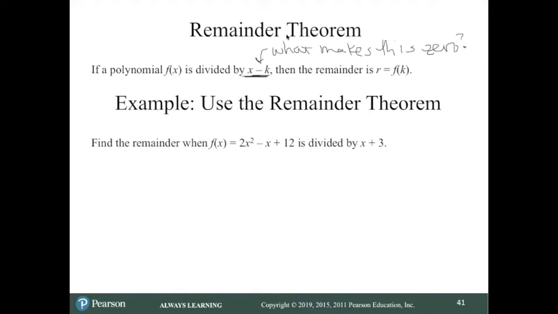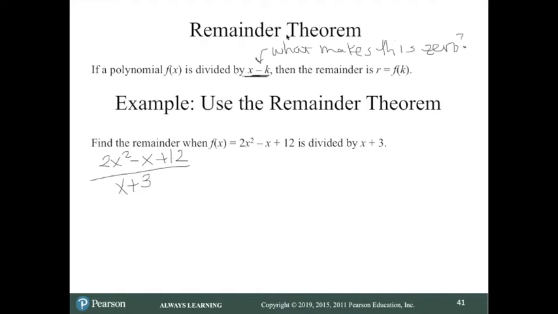So let's see if we can apply it. Find the remainder when f of x is divided by x plus 3. So we have 2x squared minus x plus 12 divided by x plus 3.